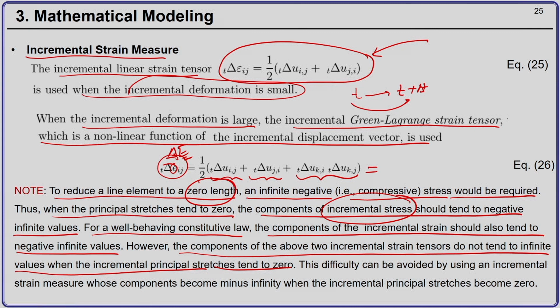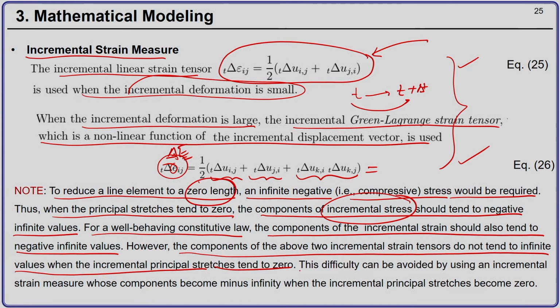So, in one of our earlier lectures on kinematics, you have seen that for the 1D case we have derived the relation for linear strain and Green-Lagrange strain in terms of stretches in the 1D direction, and if you plot that, you will see that for 0 value of stretch, these two strain tensors do not go to infinity. Okay. So, hence you will not get a physically well behaving constitutive law, you will not get negative infinite stress.